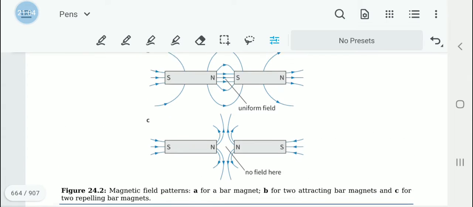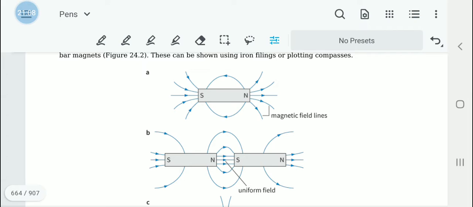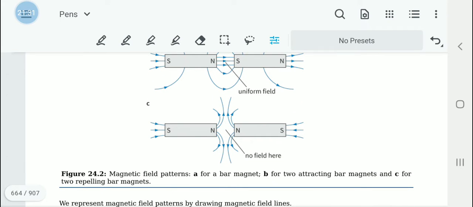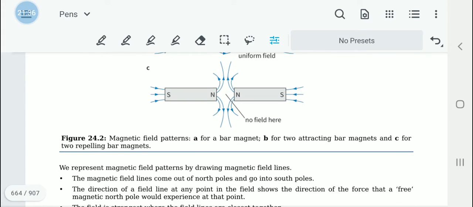Leave a line, put a star and write down: the magnetic field is shown to be originating at the North Pole and being carried towards the South Pole. I think it would be best if you can draw the figure 24.2, all these 3 bar magnets, so that you can understand how it works.